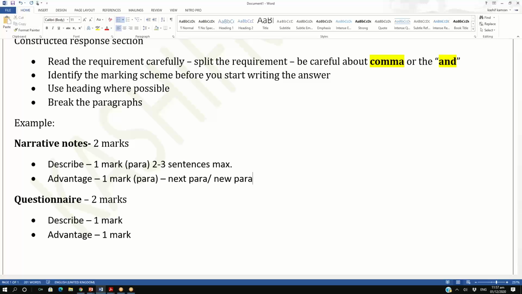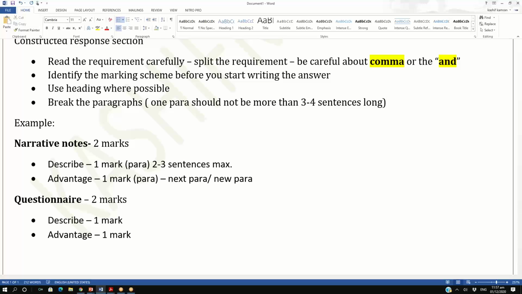Keep one paragraph for describing and one paragraph for the advantage. The ideal length of a paragraph should not be more than 3 to 4 sentences long. Don't write a paragraph longer than 3 to 4 sentences.